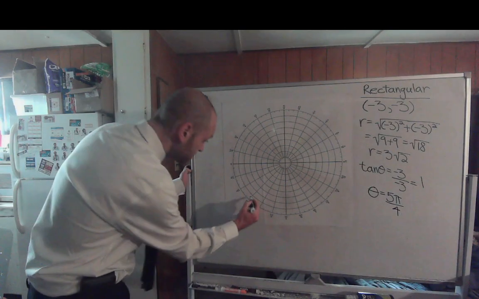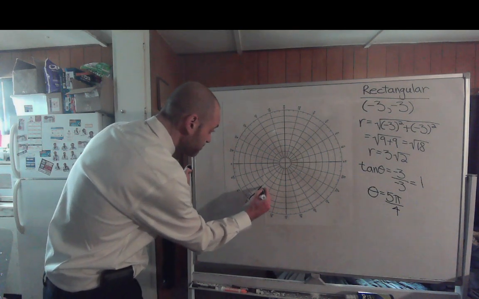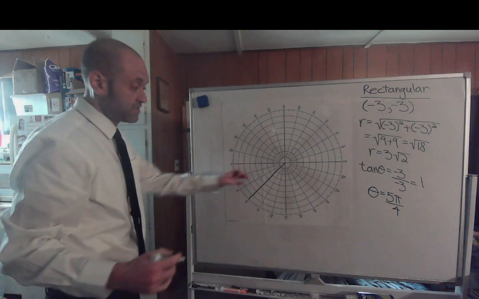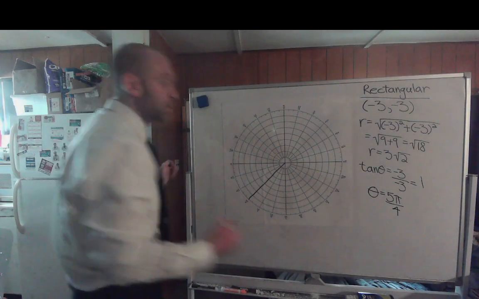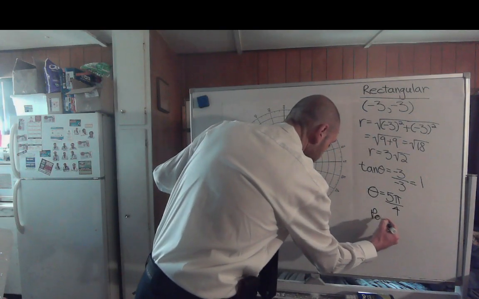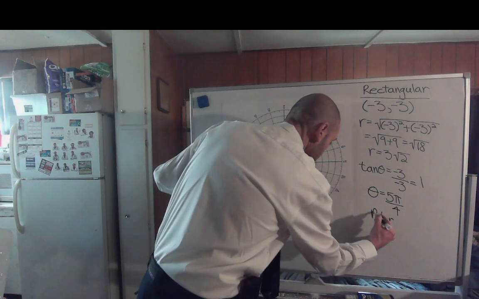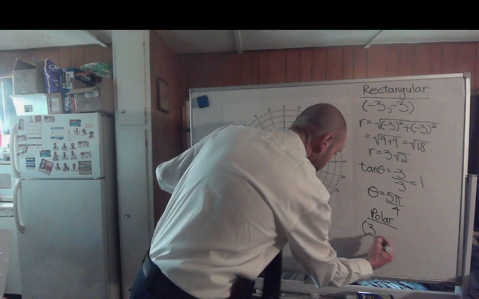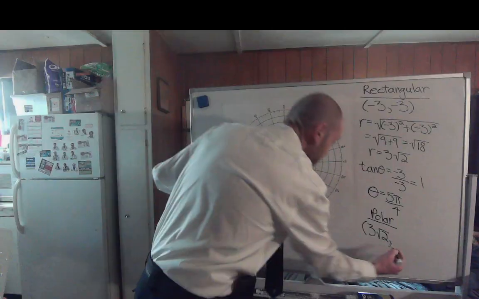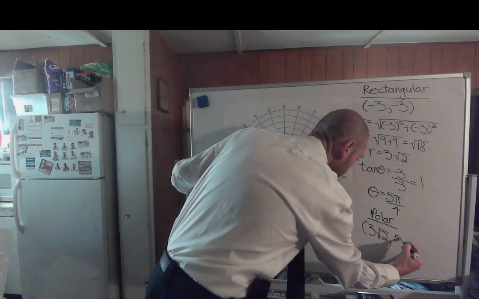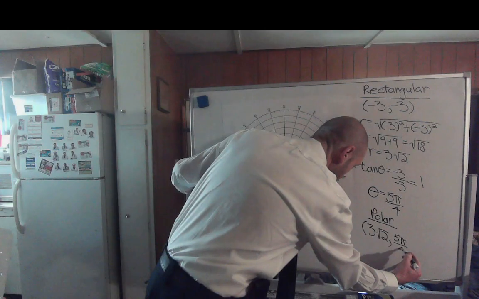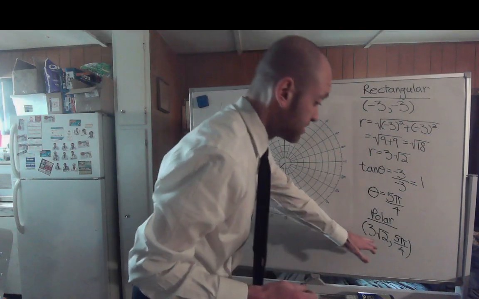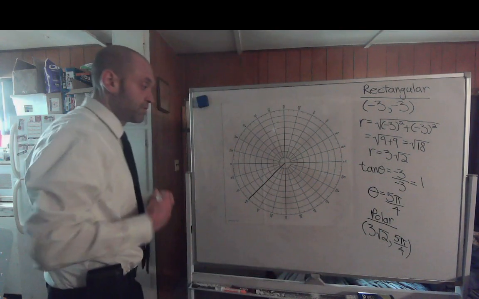So here is 5π/4. Let me fill that axis in a bit. Alright, so there's 5π/4. So now we have the polar equivalent. So the radius, that r, is determined to be 3 times the square root of 2. My theta is 5π/4. So the polar equivalent to -3, -3 is 3 square root of 2, 5π/4.